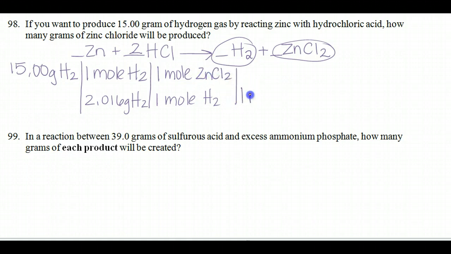Okay, and then the last step is to convert that zinc chloride back to grams using its molar mass, which is going to be 136.28 grams of zinc chloride.